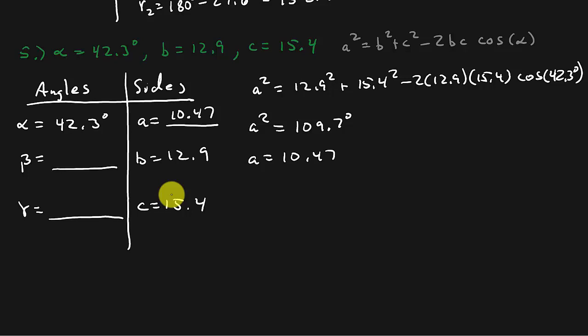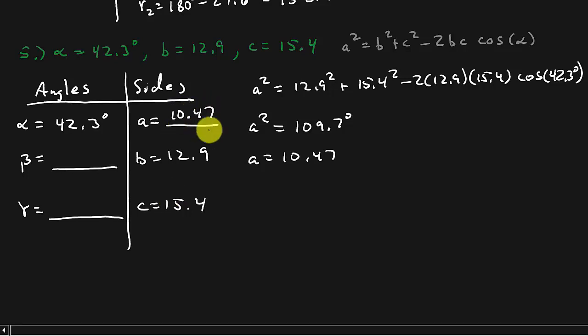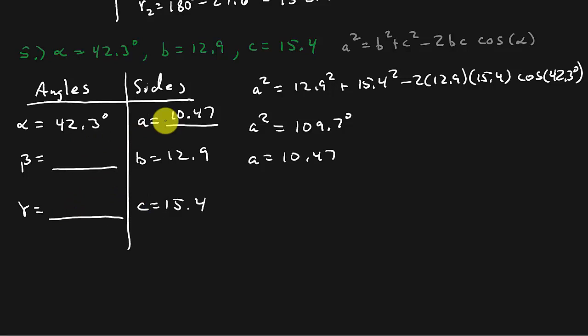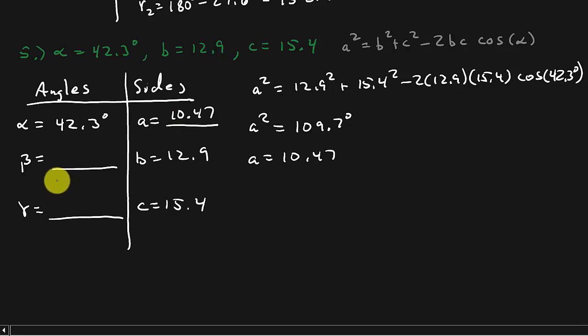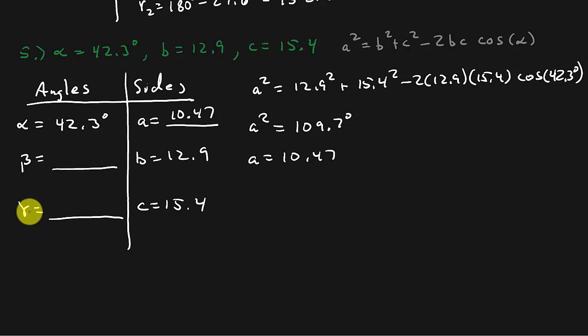All right. So now we use the law of cosines to find A. Now, look, we can go back to the law of sines. Go back to the law of sines now. All right. So let's look at this. The next question: do I need to solve for beta or gamma first? Which one do I need to solve for first? Or does it matter? Well, it matters.